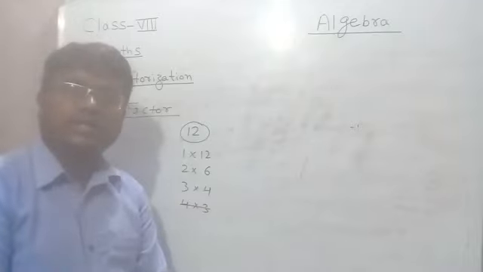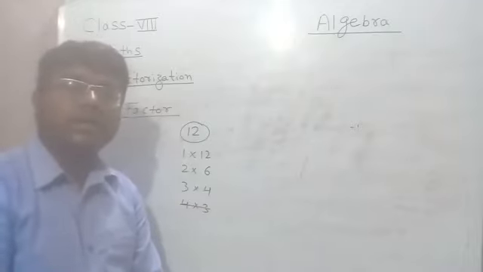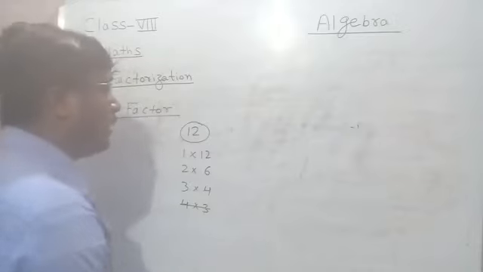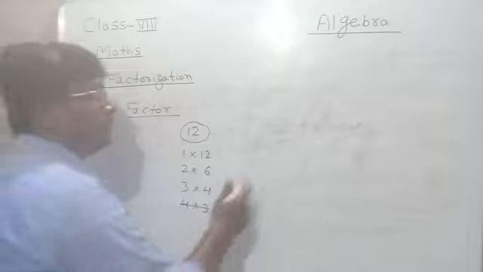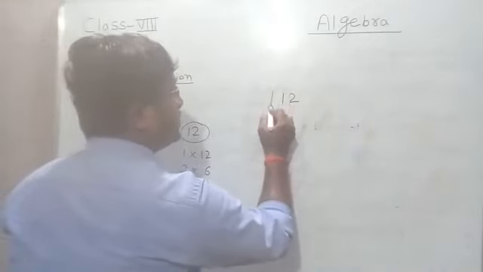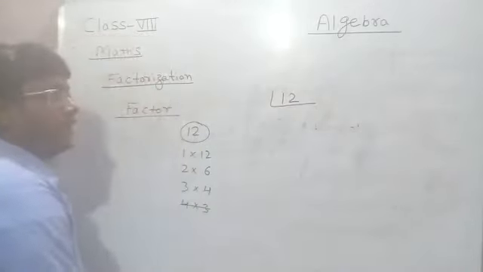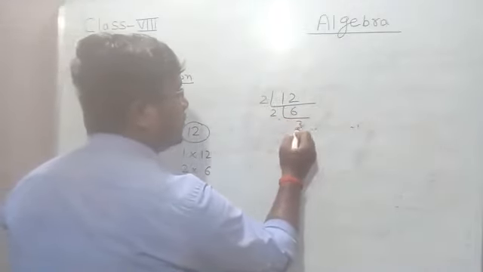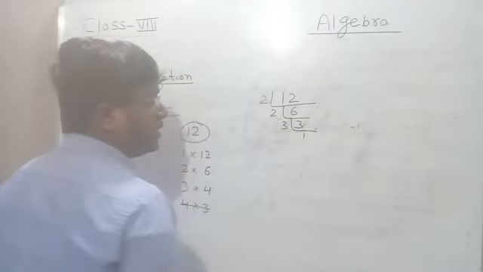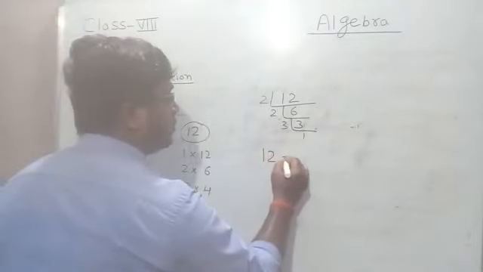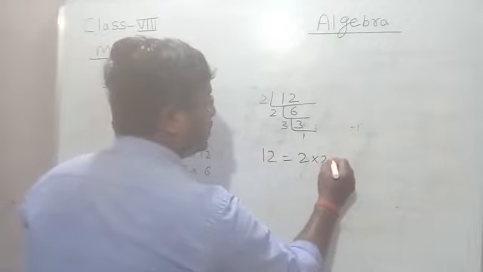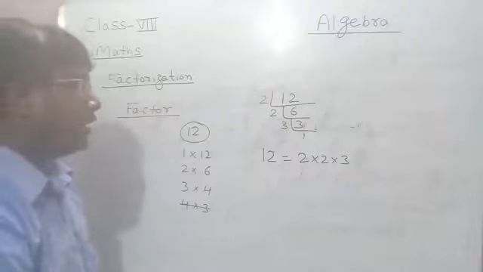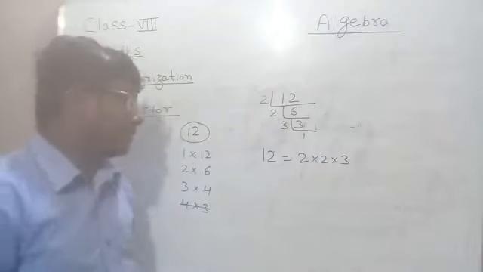In our lower classes also we have learned to find the prime factors. There we have done the prime factorization method. In the prime factorization method, we used to find the factors as 2 sixes are 12, 2 threes are 6, 3 ones are 3, and we used to write 12 is equal to 2 into 2 into 3. So these are the factors of 12, especially the prime factors.